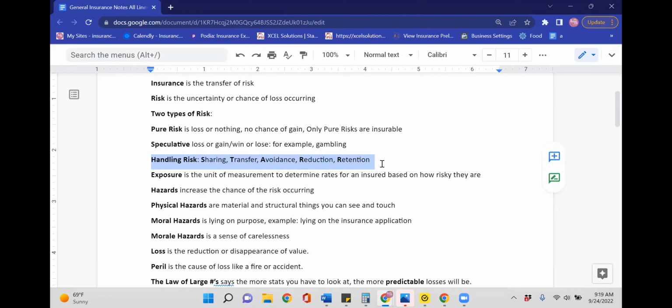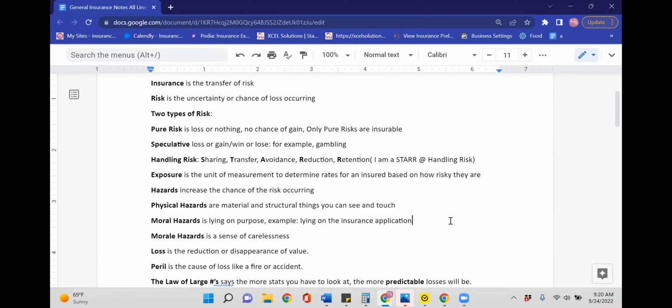And our memory trick here is I am a star at handling risk. I'm going to make the notes better here. I am a star at handling risk. That is our memory trick. I am a star at handling risk.